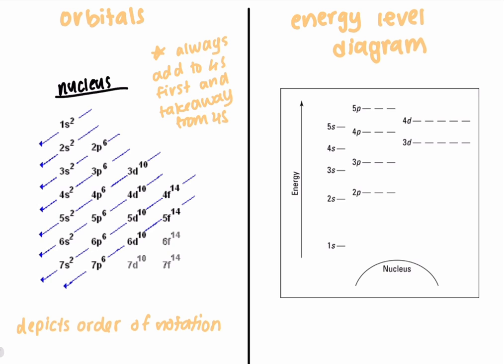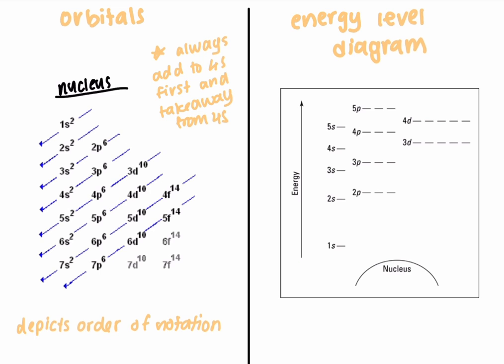Now let's look at orbital diagrams and energy level diagrams. These help us understand the configuration and how to write it out. This is very important. Here, this is the nucleus. Just picture that as the nucleus. And what you want to do is write down all your orbitals: 1s2, 2s2, 2p6, 3s2, 3p6. Just write them out from left to right.